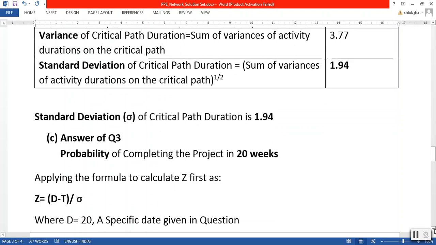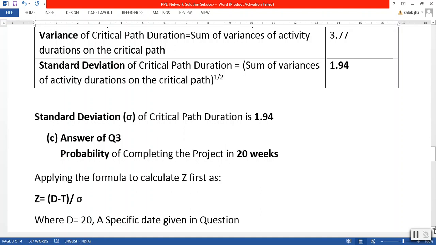Now, the answer of question 3. This is the topic question. What is the probability of completing the project in a given period, within a given time? Here the time is 20 weeks. What is the probability of completing the project in 20 weeks? Before that, we calculated two things. One, the critical path duration. Second, the standard deviation.